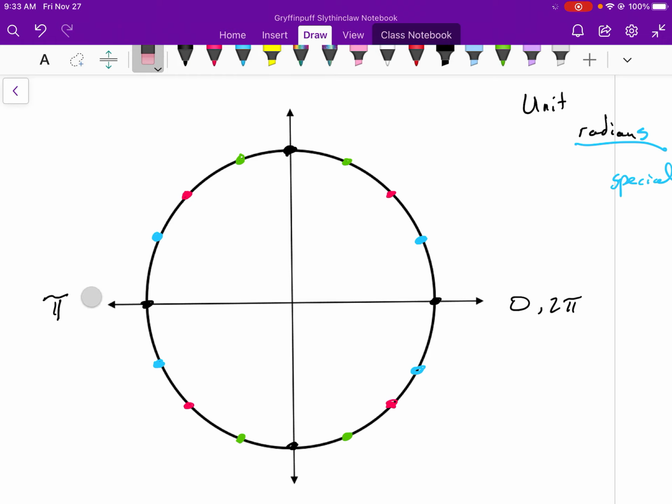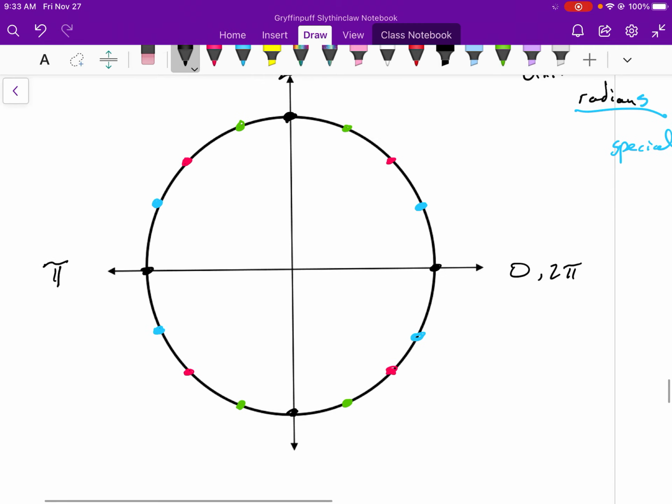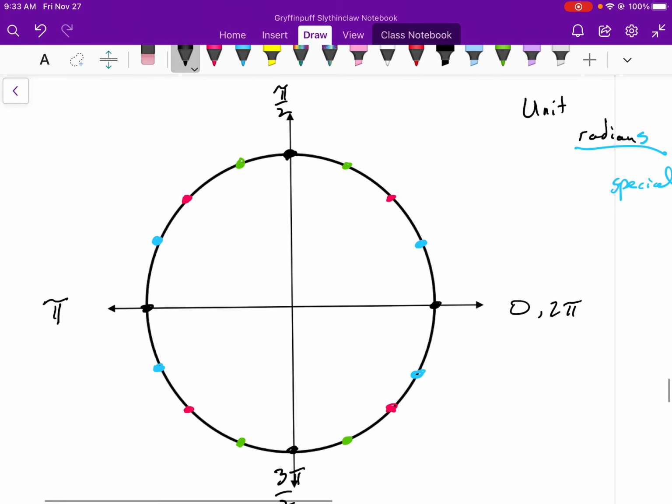Now over here, this angle would be called pi, half a revolution. And this is pi over 2. And at the bottom is 3 pi over 2. These are my angles. They are not the sine or cosine or the tangent. These are just strictly the angles. Now I'm going to work on identifying my angles, and I'm going to attempt to teach this in a different way.